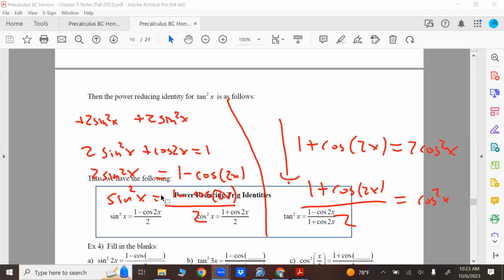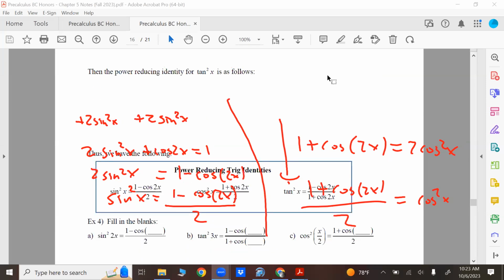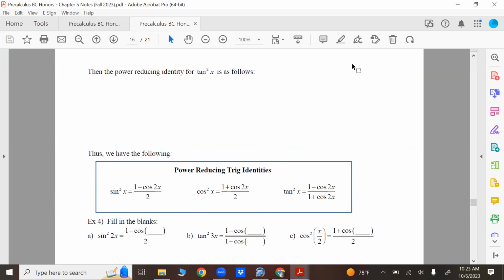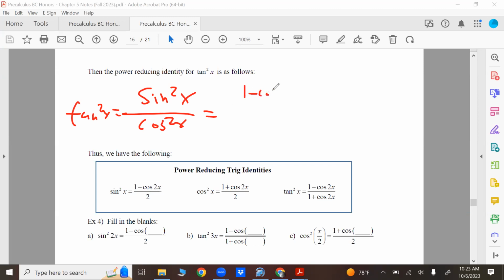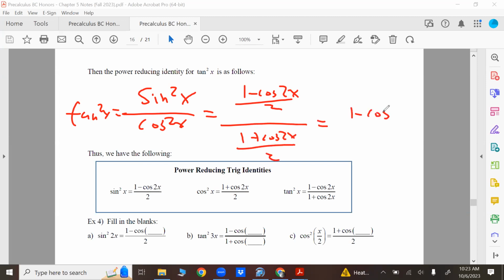And if you want to do it for tangent, well, guess what? If I have it for sine squared and cosine squared, that's easy. Just do sine squared over cosine squared. Tangent squared x is that. So 1 minus cos 2x over 2, over 1 plus cos 2x over 2. Flip the bottom fraction. What do you get? 1 minus cos 2x over 1 plus cos 2x. So that's how you derive them. They're pretty simple. So does that make sense how we got these? So we're good? Okay. Super easy.